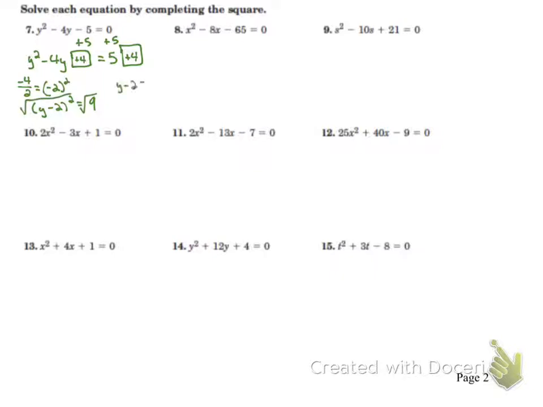From there, I'll take the square root of each side, which gives me y minus 2 equals plus or minus 3. Add 2 to each side. Y equals 2 plus or minus 3. So my answer will be 5 and negative 1. 2 plus 3 is 5. 2 minus 3 is negative 1.